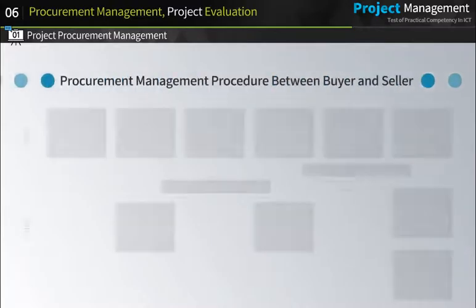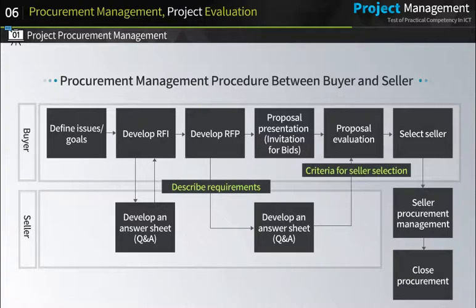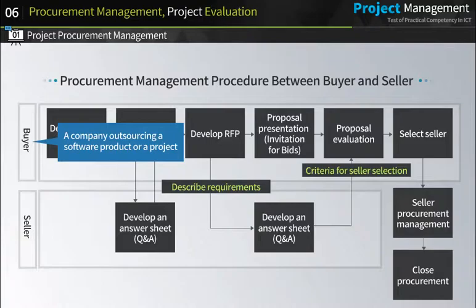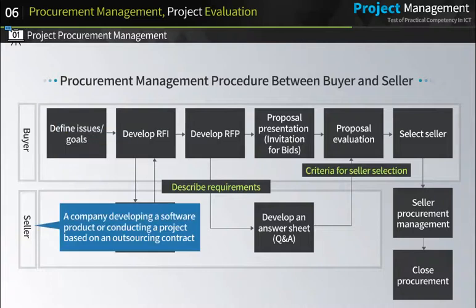A detailed run chart about the procurement management can be drawn as follows. The chart has two lines which interact with each other, one for the buyer and the other for the seller. A buyer refers to a company which outsources a software product or a project, and a seller refers to a company which develops a software product or conducts a project based on an outsourcing contract.